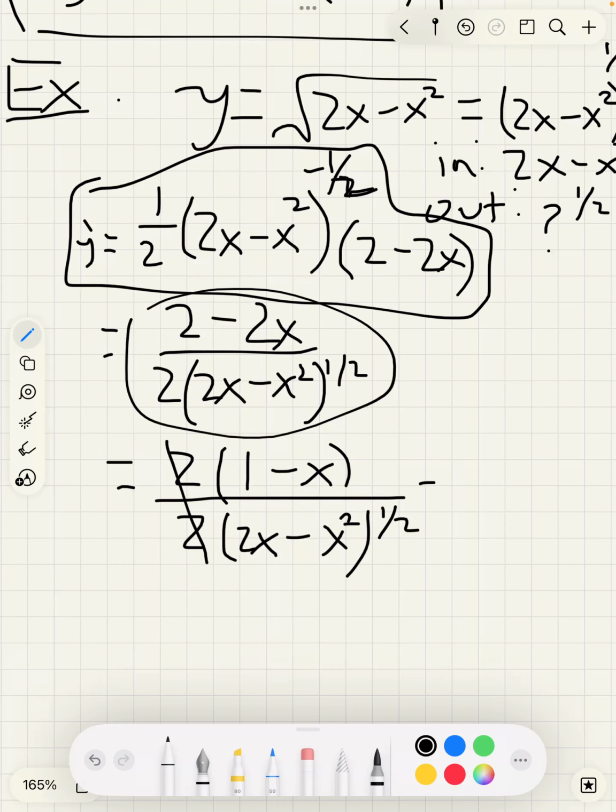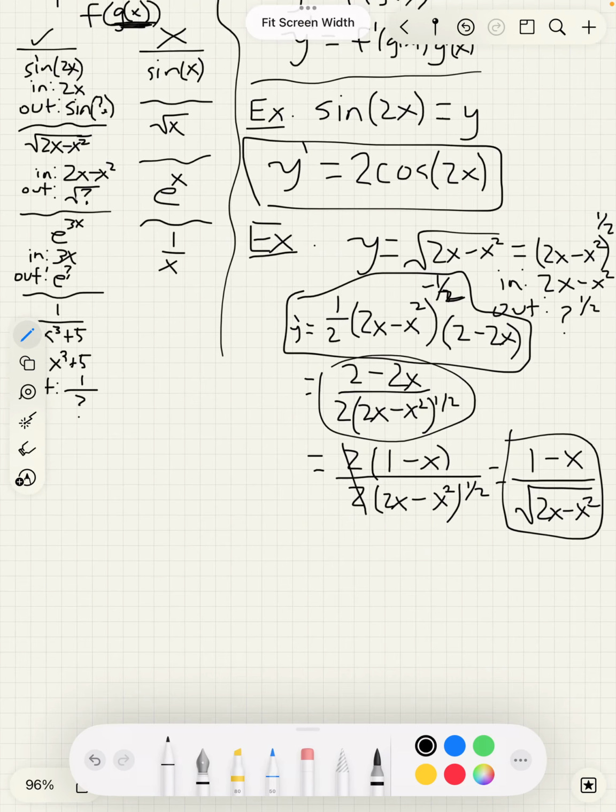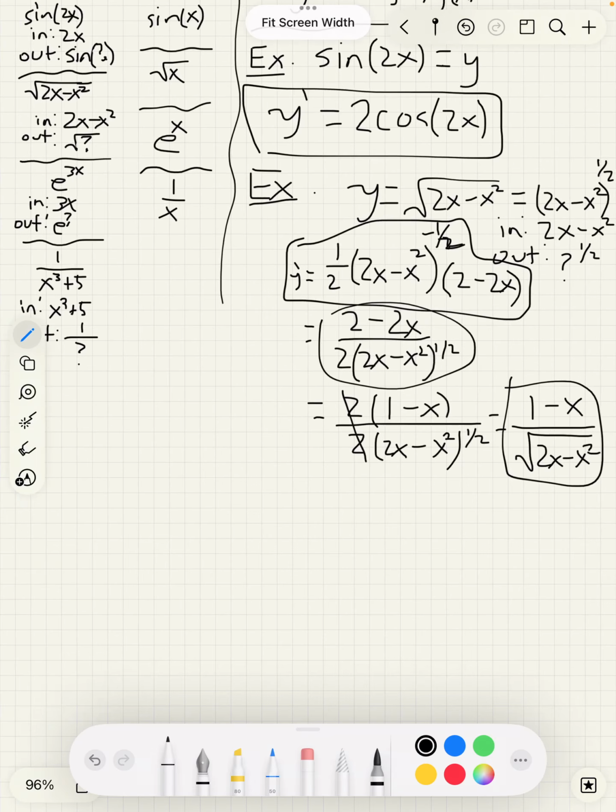Right, and the final way that you could do this, and what you would probably see as an answer choice, is you can rewrite that 1/2 exponent as a square root. And that would be the most simplified way to write the answer. All right, now let's look at some other examples.